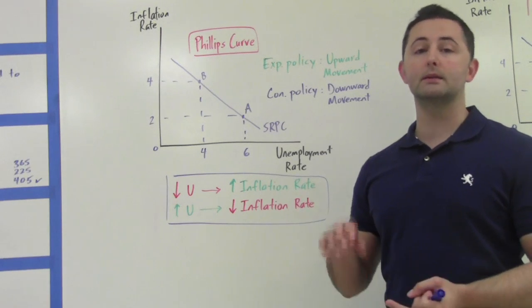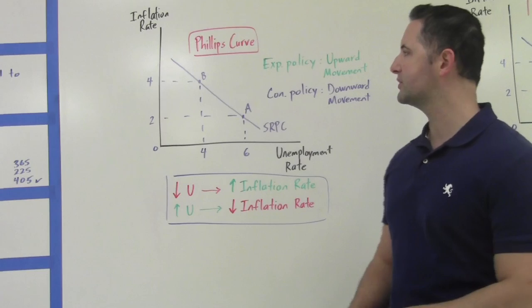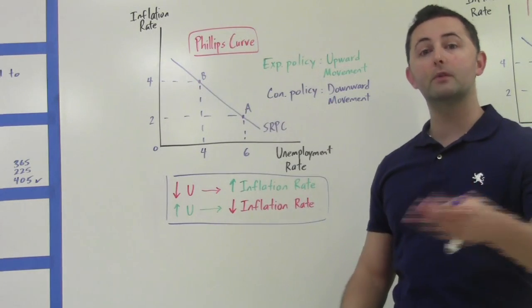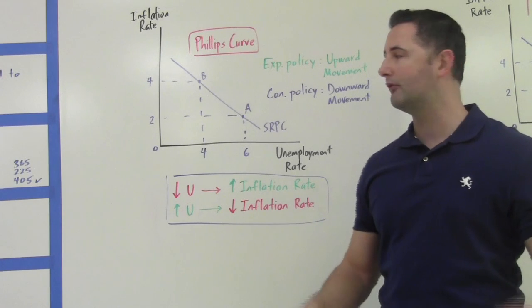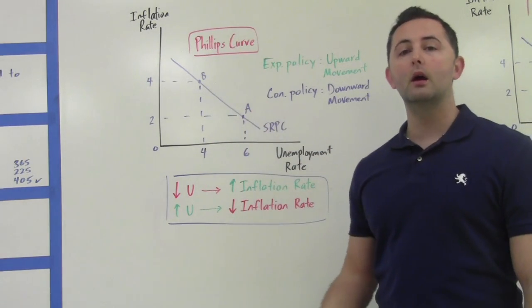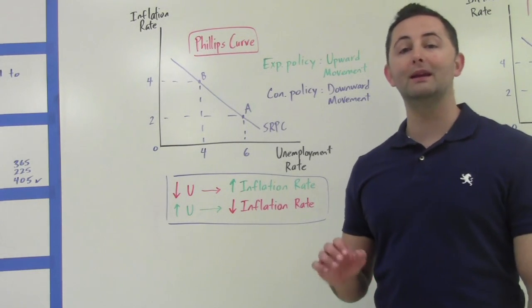So raise taxes, cut government spending, decrease the money supply, decrease government transfers, and what that's going to do is bring down inflation, because that's shifting aggregate demand to the left, lower price level, but at the cost of a higher unemployment rate. So that is the trade-off. This trade-off exists only in the short run.